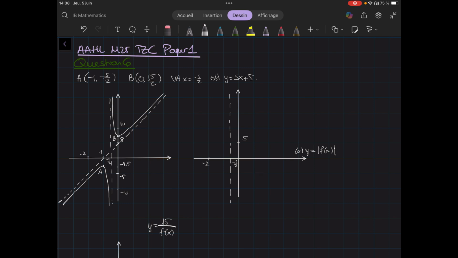The part of the slant asymptote that is greater than 0 will remain as is. Point B is at 0 and 7.5. That will stay as is. And this section of the curve will remain as is. The tricky part is to handle the other parts. Point A was at -1, -5/2. Reflecting it over the x-axis, we now have -1 and 5/2.